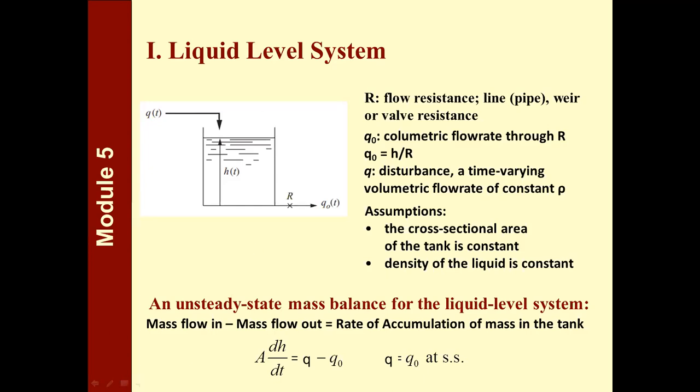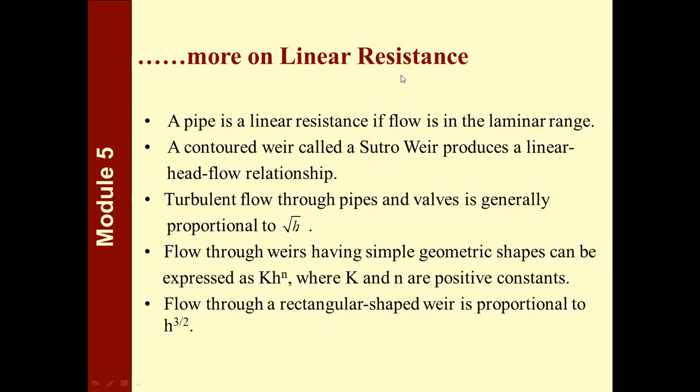Okay, now we proceed to the next slide. So, more on the linear resistances. A pipe, as I have mentioned a while ago, can also be considered a linear resistance. This is in the case when your flow is in the laminar range. Now, a contoured weir, which we call a suture weir, can also produce what we call a linear head-flow relationship.